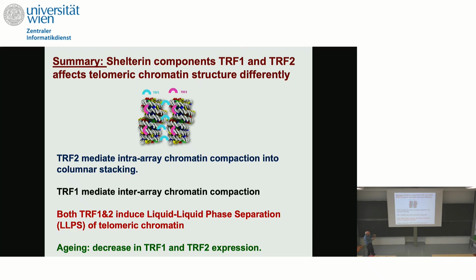So the summary, and this is a model that we hypothesized, of course, is that TRF2 binds to supergroups and induces the columnar form, while TRF1, the companion protein, can cross-link and bridge different fibers, and in this way they both provide protection and maintenance of the heterochromatic form of the telomeric chromatin. I didn't have time to show this data, but they have also shown that TRF1 and TRF2 induce liquid-liquid phase separation and droplets in different ways.